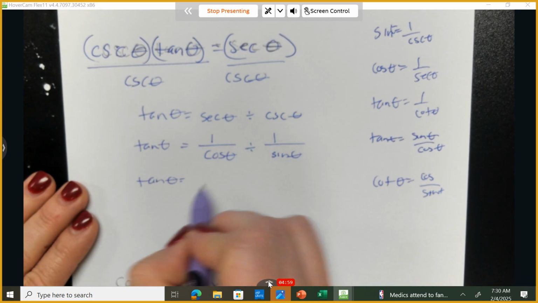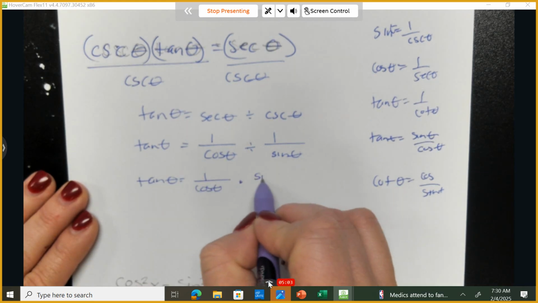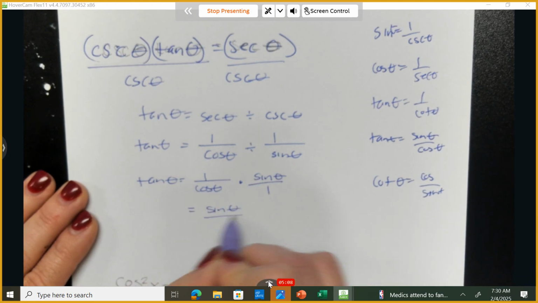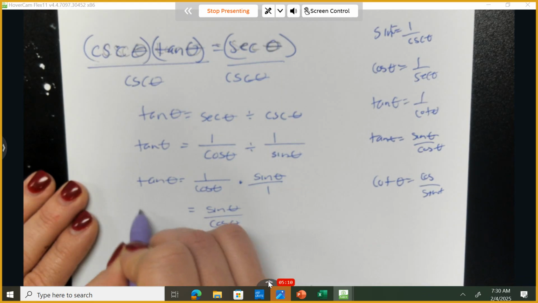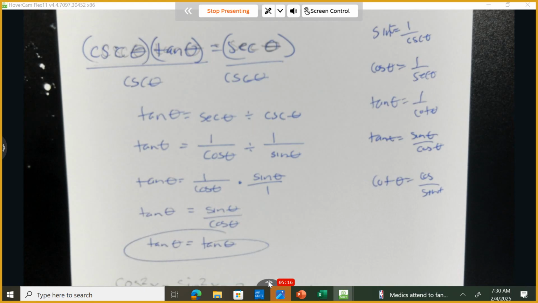Okay, remember when we divide fractions, we keep the first fraction in place, we turn division into multiplying, and I take the reciprocal or flip the second fraction. When I multiply across, I get sine over cosine, and sine over cosine is equivalent to tangent. I just proved the left side is equal to the right side.